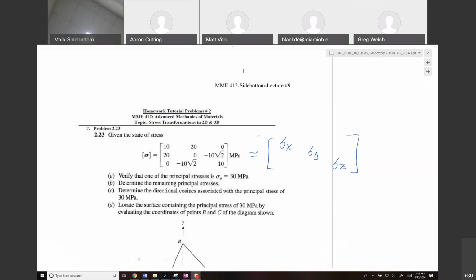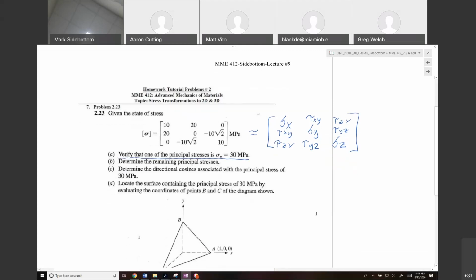So we have the 3 shear stresses. We have tau xy, we have tau zx, and we have tau yz. Okay. So in this problem, it asks us to first verify that one of the principal stresses, sigma p, is equal to 30 megapascals.